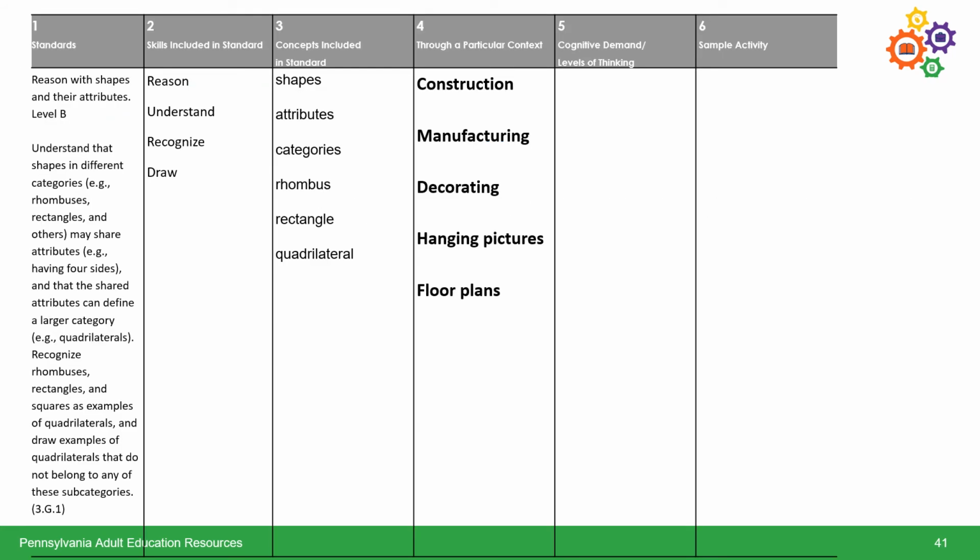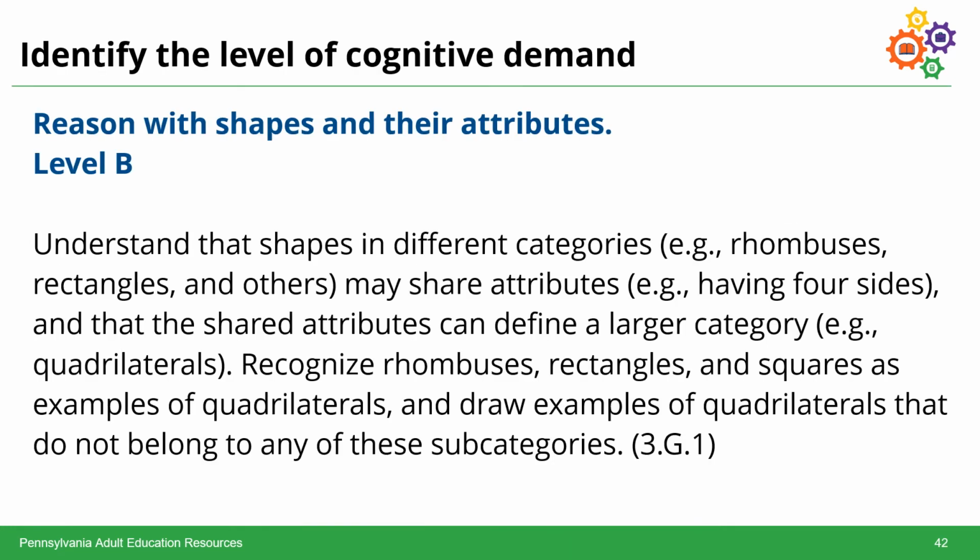Your unpacking chart might look like this right now. Now it's time to identify the level of thinking, the cognitive demand for each standard. Taking into account the level of thinking needed to meet the standard enables staff to make choices about how best to align both instruction and assessment. Move to the next slide to view the DOK chart for assistance.